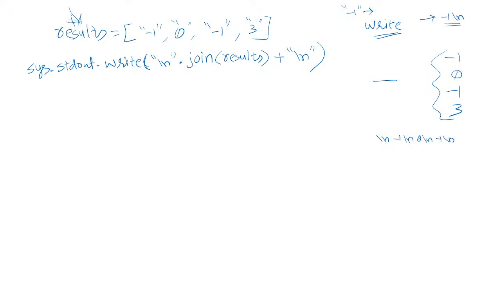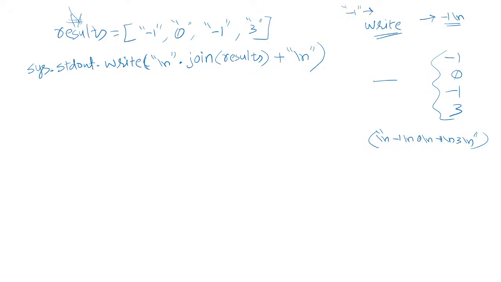That means all values will be joined with the new line characters. So -1 new line, then 3 new line. And this string, when it is written onto the standard output by using this write function, it prints like this.